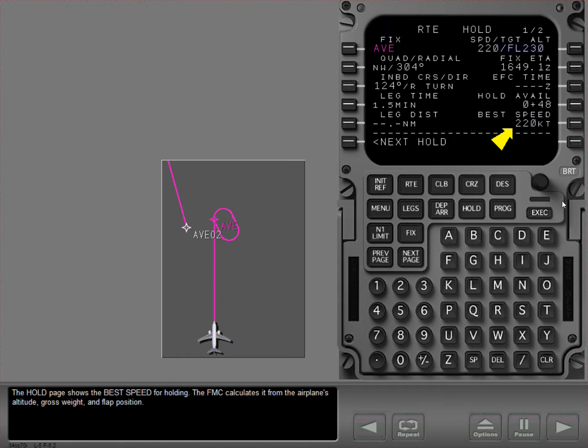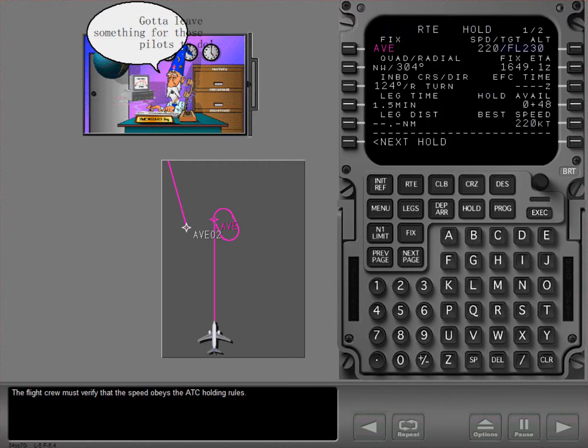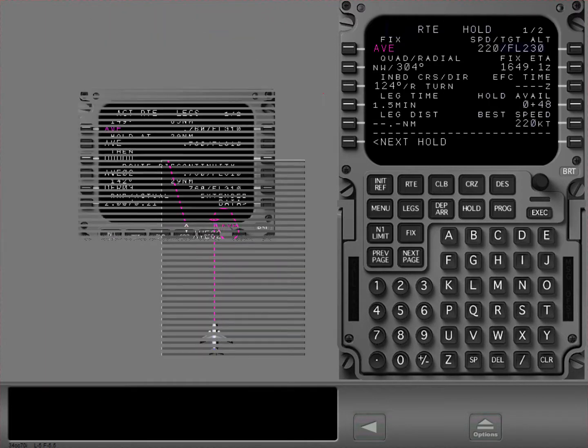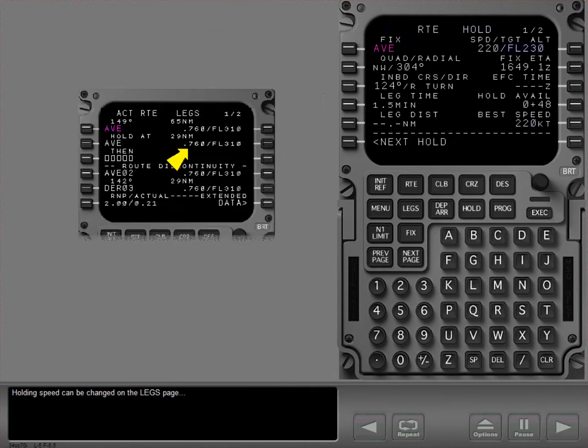The hold page shows the best speed for holding. The FMC calculates it from the airplane's altitude, gross weight, and flap position. The best speed is moved by the FMC to the target speed line. VNAV uses this speed as holding speed. The flight crew must verify that the speed obeys the ATC holding rules. Holding speed can be changed on the legs page or on the hold page.